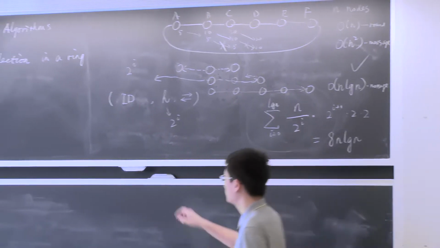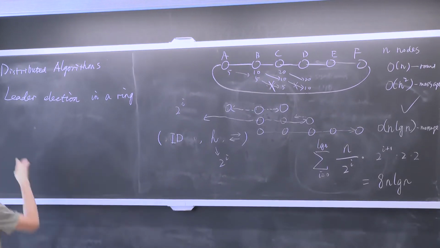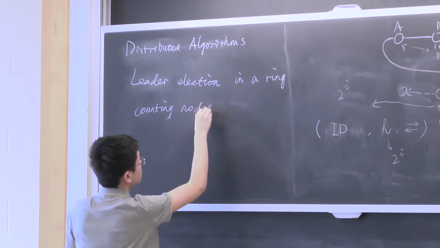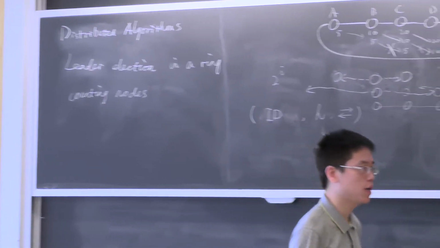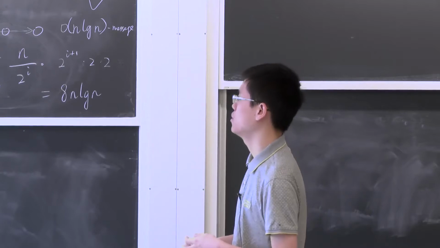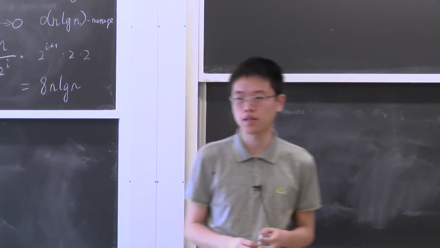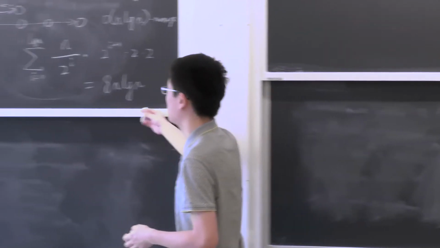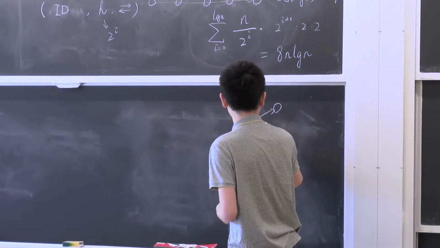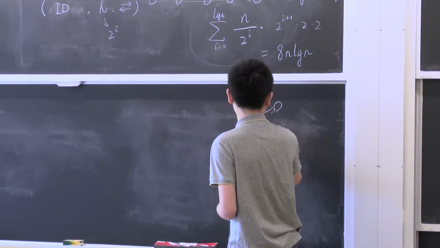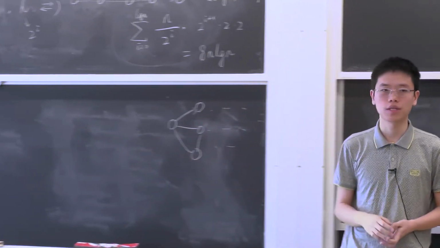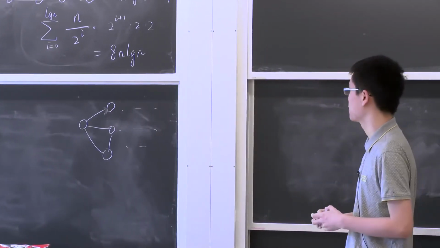Okay, so let's look at the second problem. The problem is defined even simpler. We just want to count how many nodes are out there. We want the algorithm to work both synchronously and asynchronously. By that, I just mean we have a network. Say you have a lot of nodes. We just want to count how many nodes there are in this network.